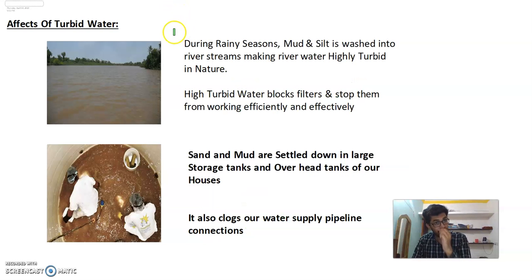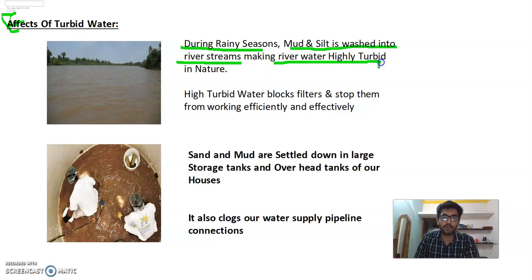Okay, now let us understand the effects of turbid water in our day-to-day lives. So we have observed during the rainy seasons, the mud and silt is washed into the river streams, making the river water highly turbid in nature. So what happens whenever we pump this water for our commercial usage, the high turbid water blocks the filters and stops them from working efficiently and effectively.